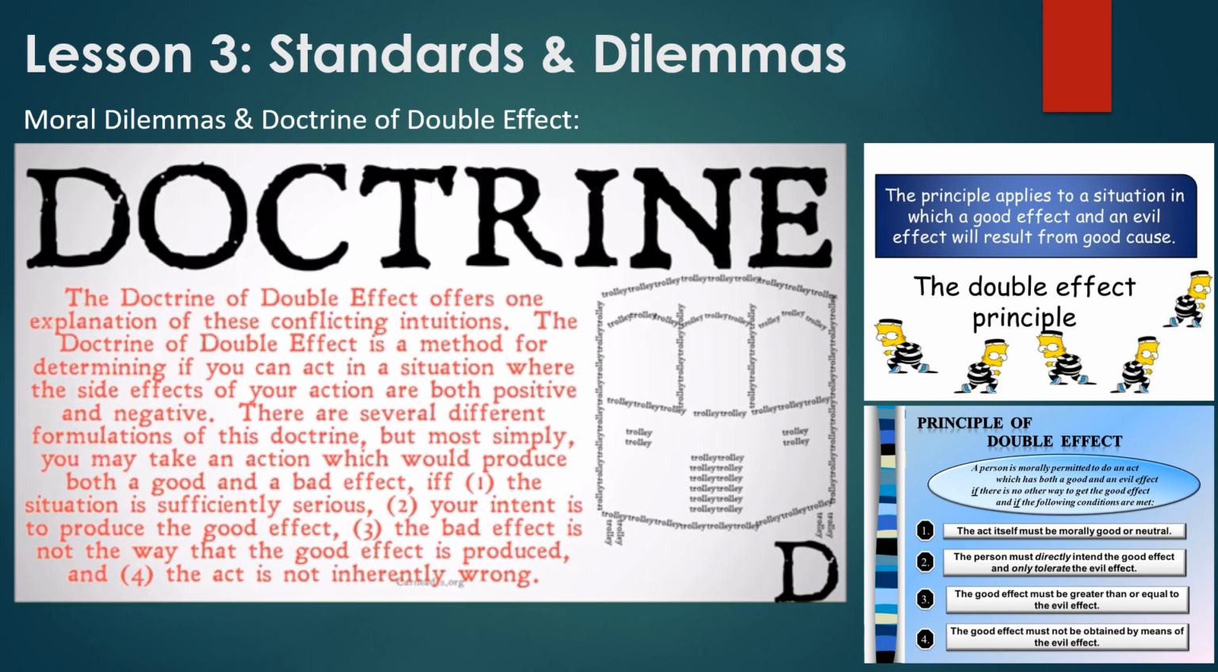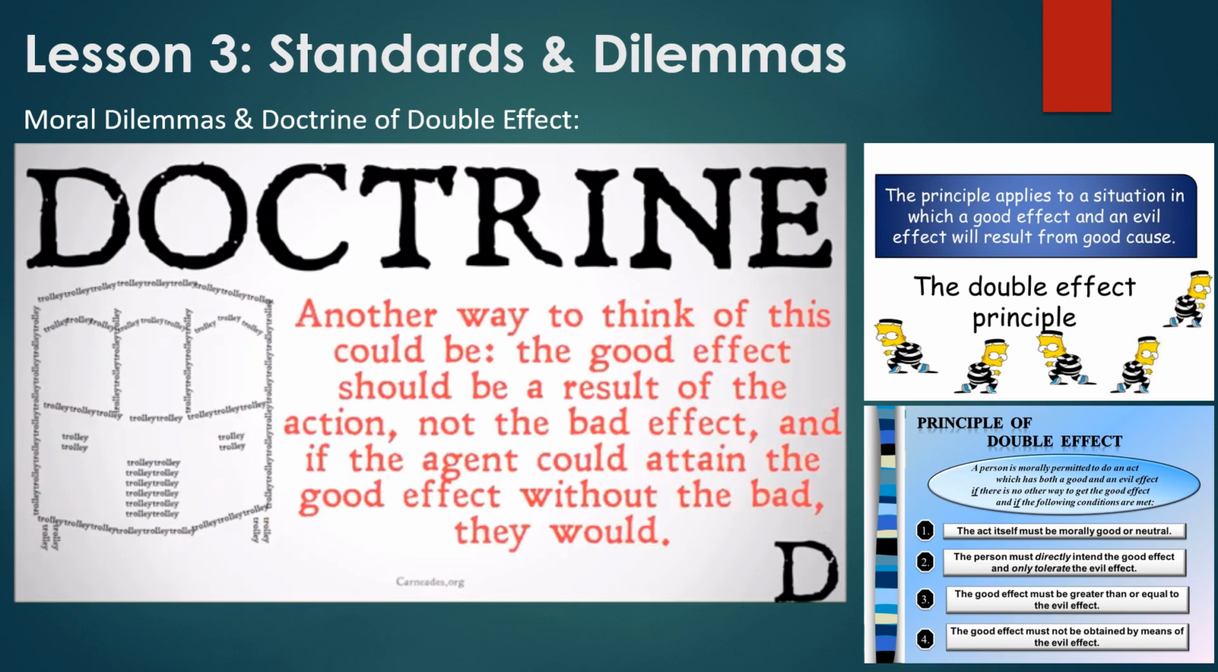You must want to be producing the good effect and just see the bad effect as a necessary consequence of that. And the bad effect can't be the way the good effect is produced. You can't use the bad effect to produce the good effect. You can't use the torture to get the information that would save someone, for example. And the act itself, whatever it is you're doing, isn't inherently wrong or inherently forbidden by some other part of our ethical system. Another way to think of this more simply is the good effect should be a result of the action, not the bad effect. And if you could attain the good effect without the bad effect, you would.